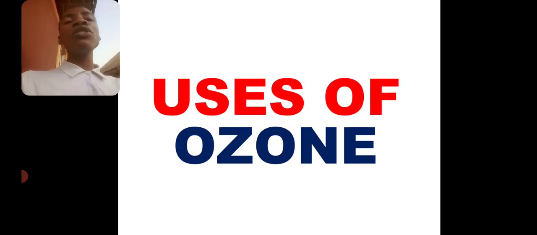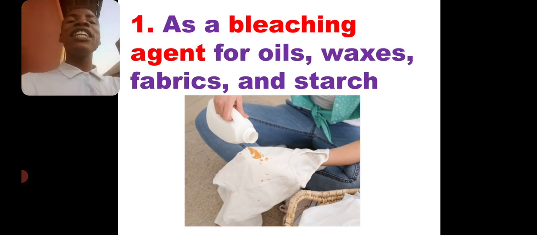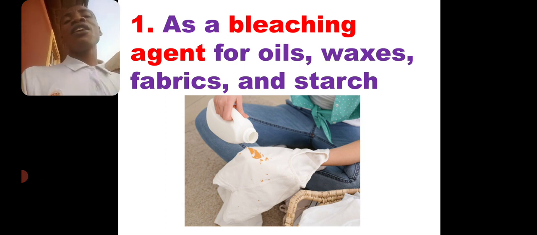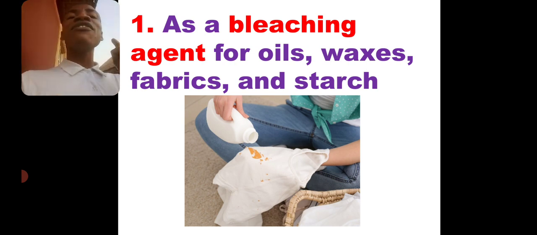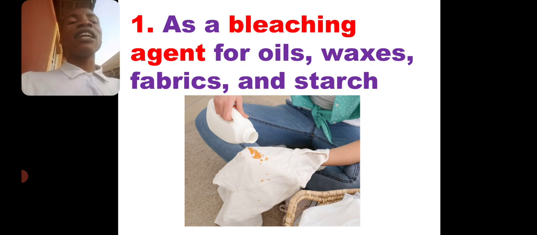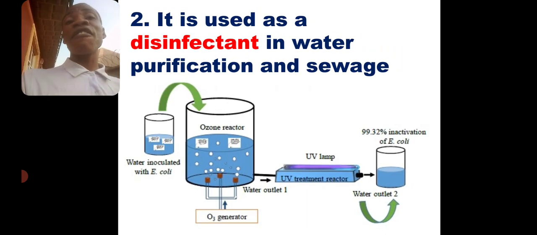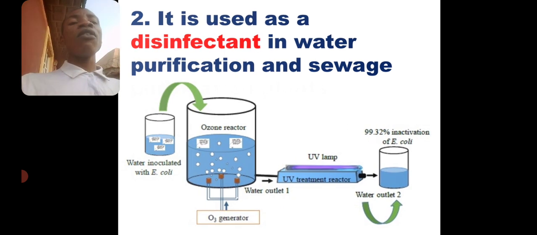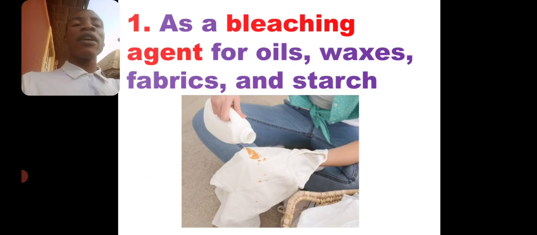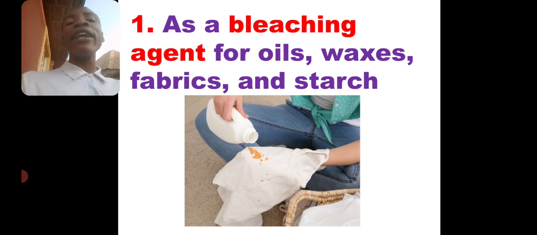Alright, what are the uses of ozone? Number 1, ozone is used as a bleaching agent for oil, waxes, fabrics, and starch. Most oxidizing substances are bleaching agents, and because ozone has a very high oxidizing property, it can also be used as a bleaching agent to remove colors from dyes and fabrics and other compounds like oil, waxes, and starch.